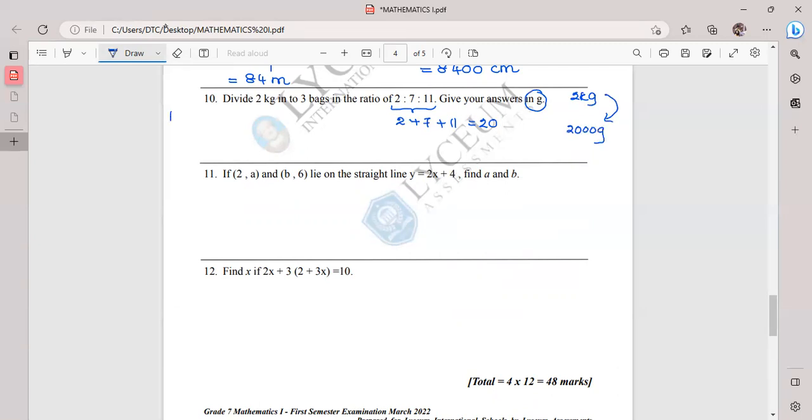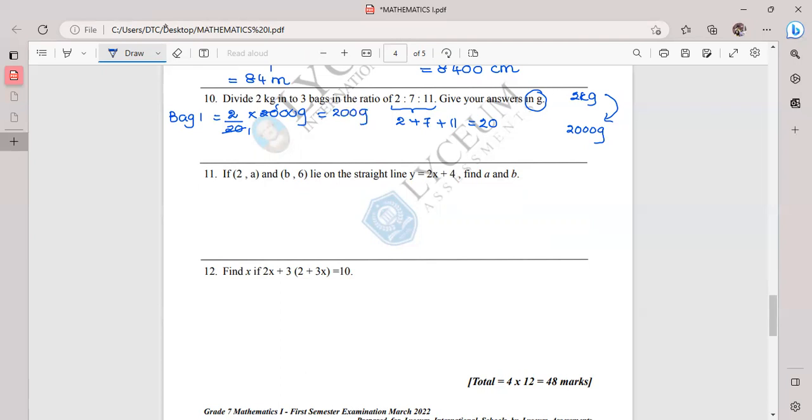So then you write the bag 1. Bag 1, what you have? You have 2 portions out of 20. And you multiply this by the total weight you have, 2000 grams. Then what happened? 20 times 1, 20 times 1. Then it is 200 grams.